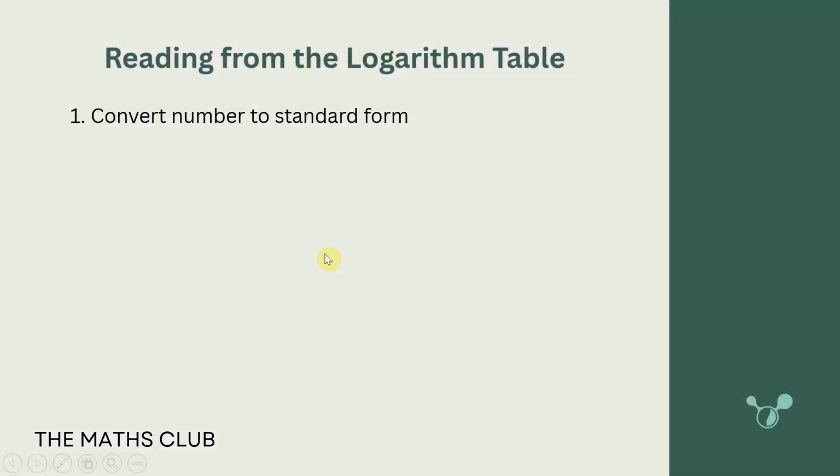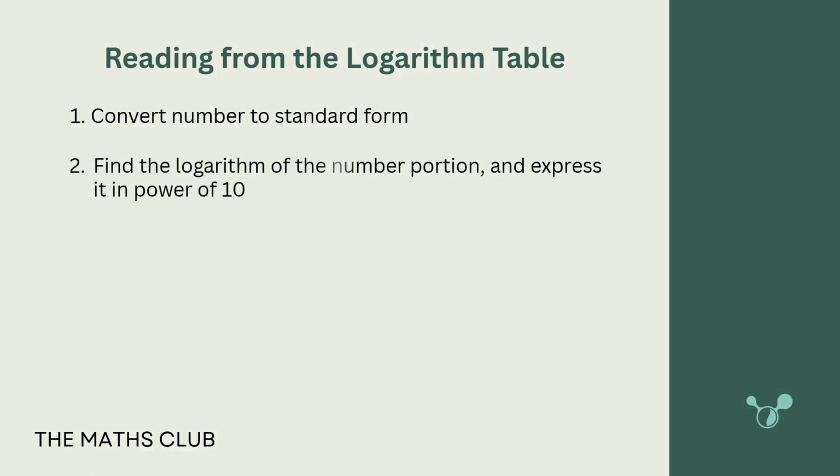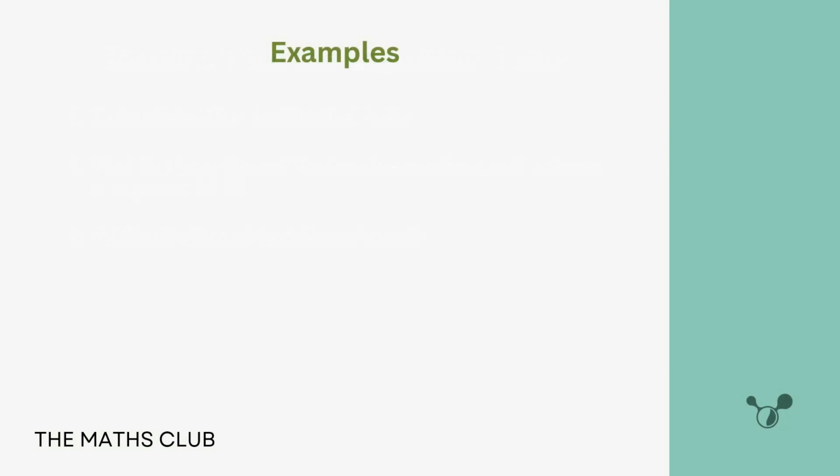To read from the logarithm table, I have to first convert the number to standard form. After I convert the number to standard form, I'll find the logarithm of the number portion and express it in the power of 10. Then I will add both powers and I will get my result. So let's look at some examples that would actually bring home these steps that we've talked about.